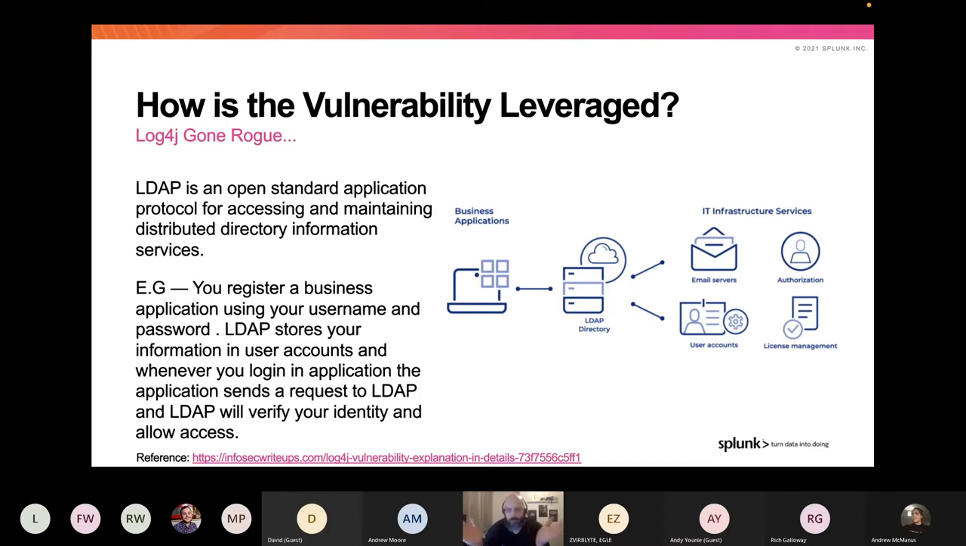So you've all used LDAP. We use it every day, whether in an Active Directory variant or otherwise. LDAP is a protocol used to access and maintain directory information. So user information, basically an authentication mechanism, right? If you want to register a business application, LDAP will store that. Then whenever you log in, your application will send a request to that LDAP endpoint, and it will verify your identity and let you in. Obviously this isn't the vulnerability. This is just setting the scene for how it then leveraged the vulnerability to do what it wanted to do.